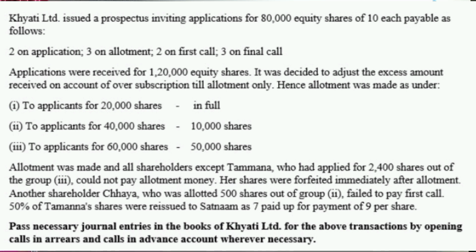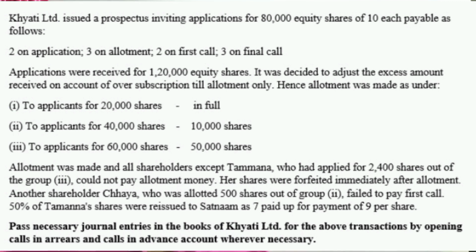It is decided to adjust the excess amount received on account of oversubscription till allotment only. So please understand the content, till allotment only. So excess can be utilized only till allotment. Hence, allotment was made as under. To applicants of 20,000 shares, they have given full allotment. To applicants of 40,000 shares, they have given 10,000. To applicants of 60,000, they have given 50,000 allotment. Next, allotment was made to all shareholders except Tamanna, who had applied for 2,400 shares out of group 3.